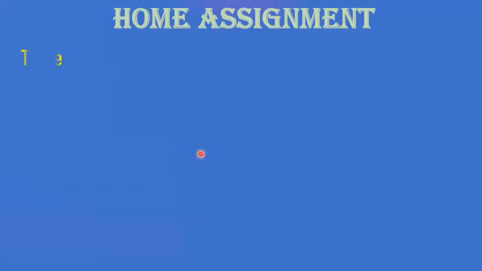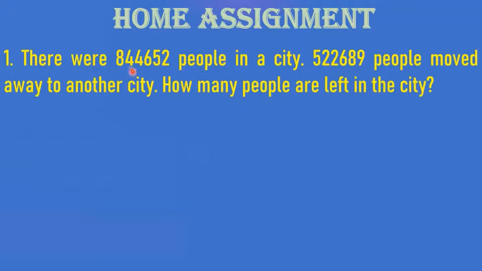Now, let us go to the home assignment, children. Here are the problems you have to do. In 4.6, remaining problems, Nana. Let us start. You have to do it in your homework, children. Yes? Now let us see here. There were 8,44,652 people in a city. 5,22,689 people moved away to another city. How many people are left in the city?